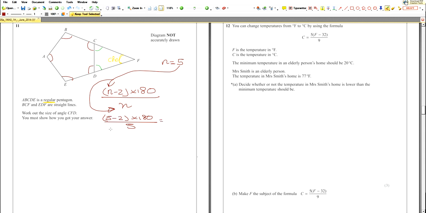Now 5 minus 2 will give us an answer of 3. 3 times by 180 will give us an answer of 540. 540, then divide that by the 5 to work out what each one is. 108. So we have now worked out the first part of the puzzle, that each one of these angles is 108. Now that we know the 108 one, we can work out the green angle. Now, what information do we use for working out the green angle? What maths do we know?